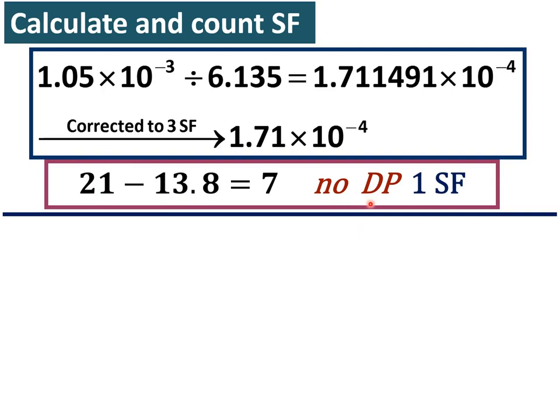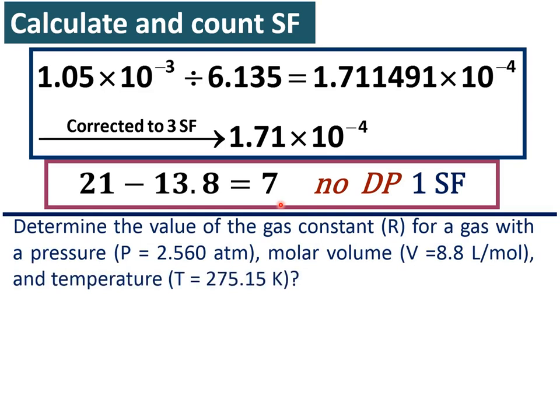So in the exam, it will be a bit tricky, okay? If I give you the result here, 7.2, and if you choose 7.2, then the answer is wrong, okay? Determine the value of the gas constant with this pressure. How many significant figures do we have here? 4. Molar volume is 8.8 liter per mole, and this is the temperature.